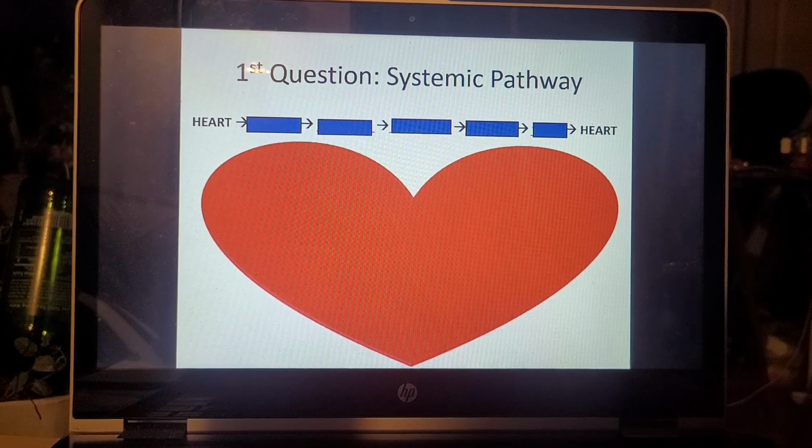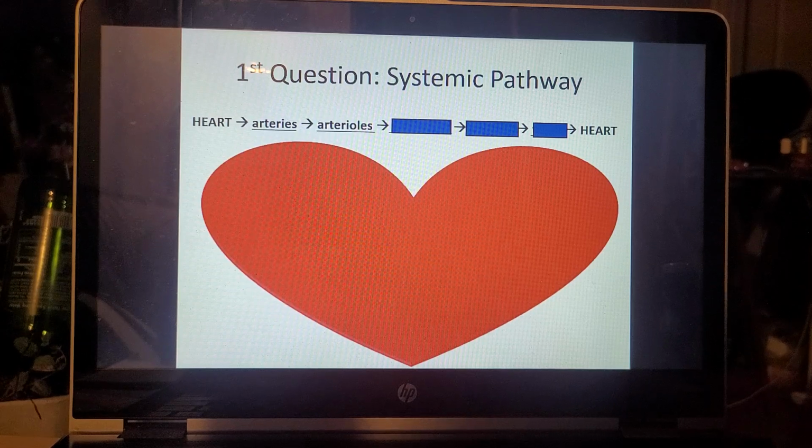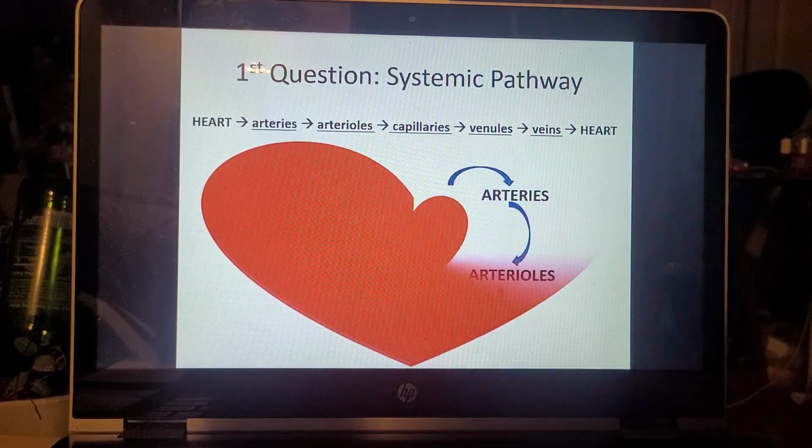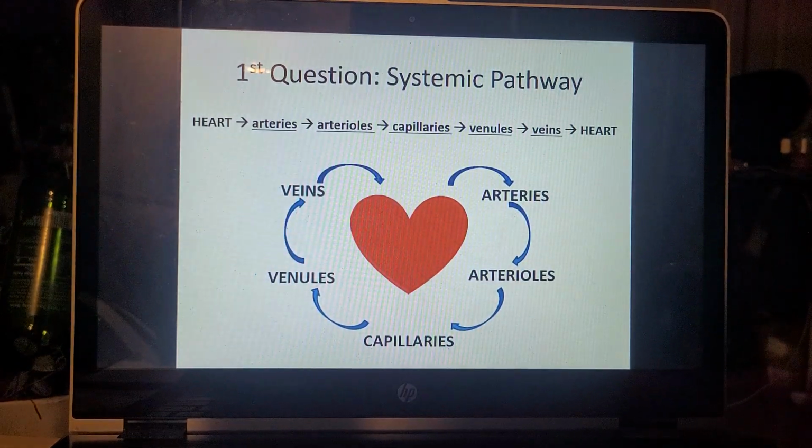Number 1, far left. Arteries. Arterioles. Capillaries. Venules. And veins. So number 1 through 5, first part of the exam.